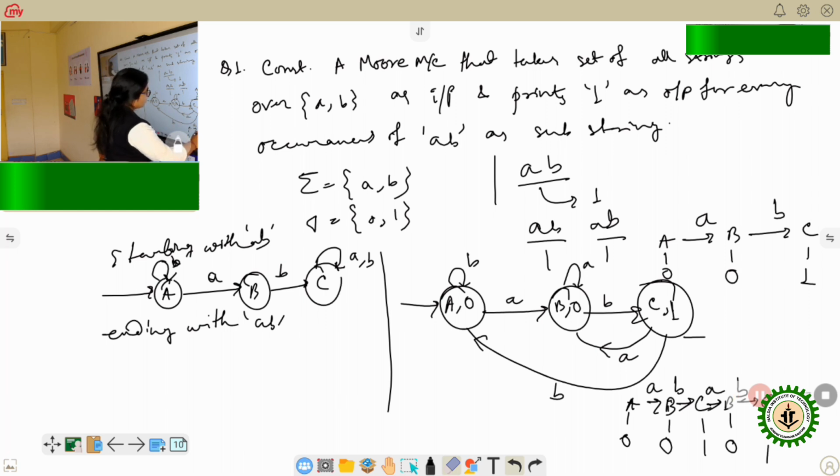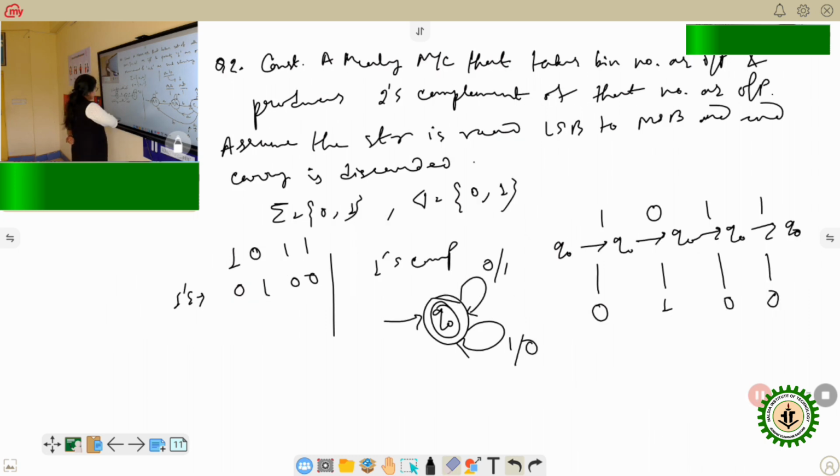Okay. So now from C, by giving input A, I can go to state B. B is generating output 0. From B, by input B, I can go to state C. And state C is generating output 1. So how many ABs are here? 2 ABs. That is why two 1s are printed here. So this is the example of a Moore machine. Next we will see another example.